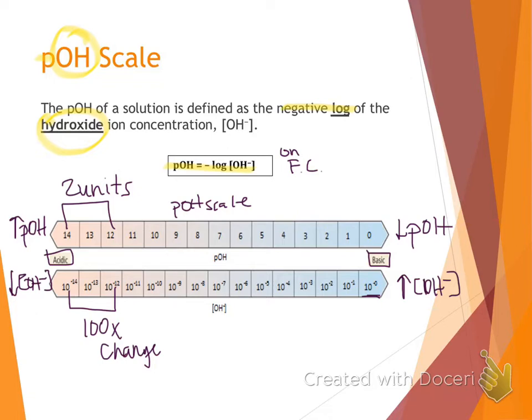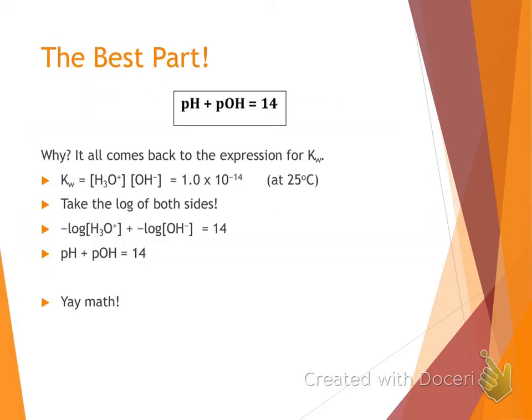So again, 2 important things to know. Every 1 unit of change is a change of 10, so 2 units would be 100 change, and we still have an inverse relationship between our pOH and OH minus. Last big important thing, and the best part about our pOH and pH relationship, they will always add up to 14. And you're really looking out here because this one is also on your formula chart.